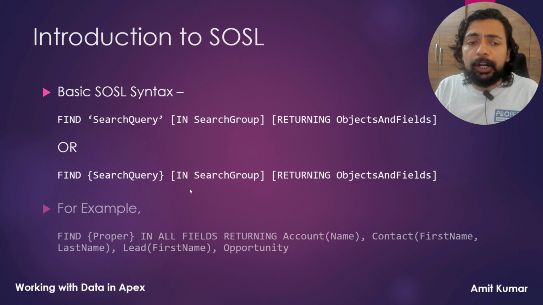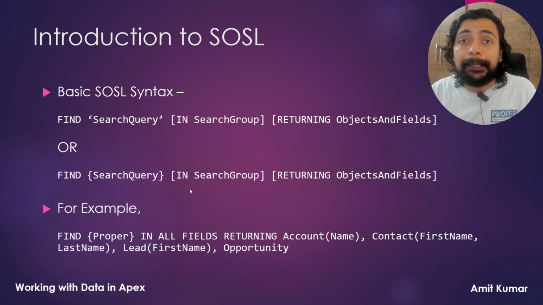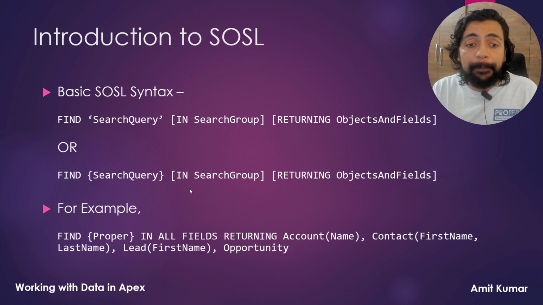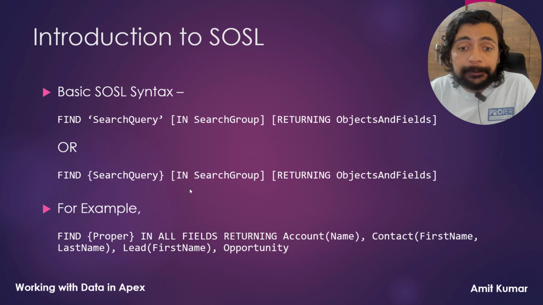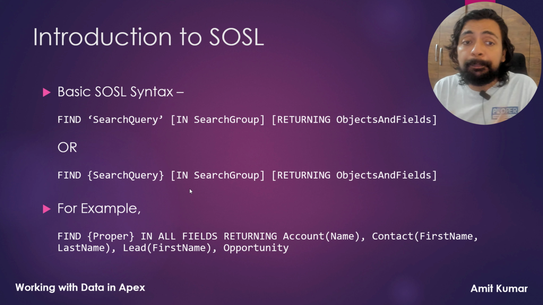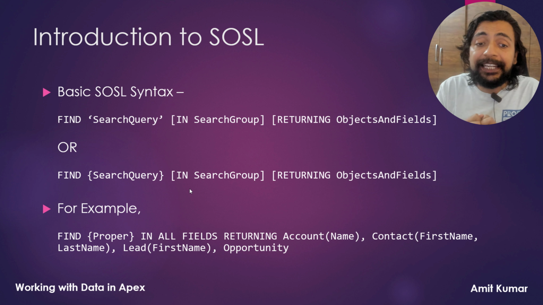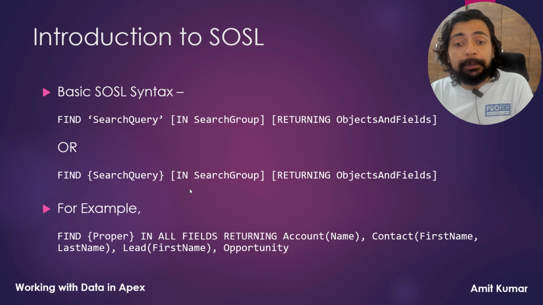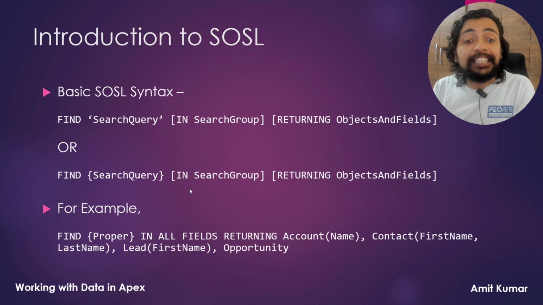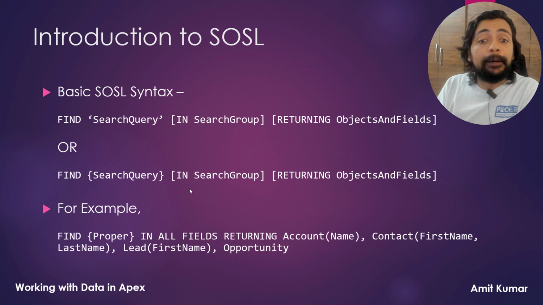Let me show you an example of it. So here you can see I am finding proper, so it is find proper in all fields returning account name, contact first name, last name, lead first name, and opportunity. So here proper is nothing but a search query. In all fields is a search group. Account, contact, lead and opportunity with their fields are nothing but the returning objects and fields.